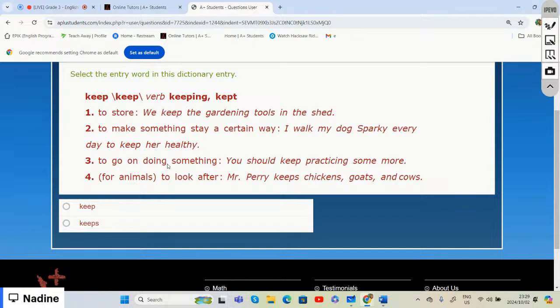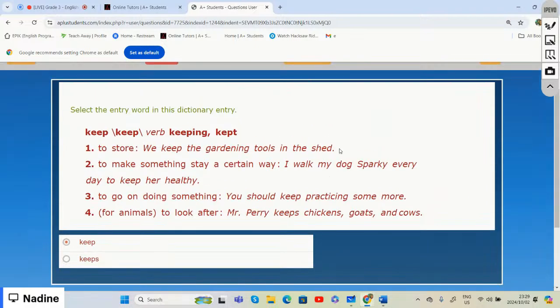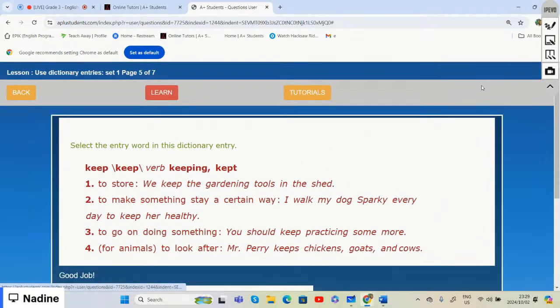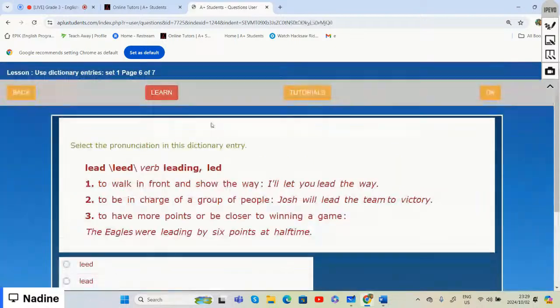All right, and if we were to select the entry word, the actual word that we are looking up in the dictionary, yes, then we will say it is option one. That is the entry word. So well done, great job.